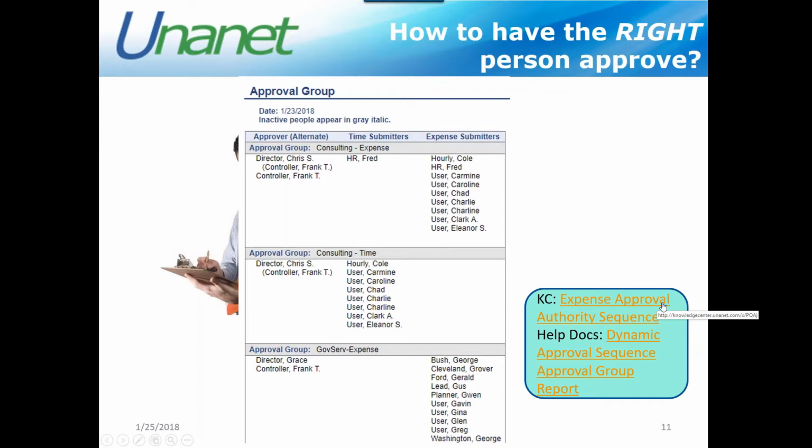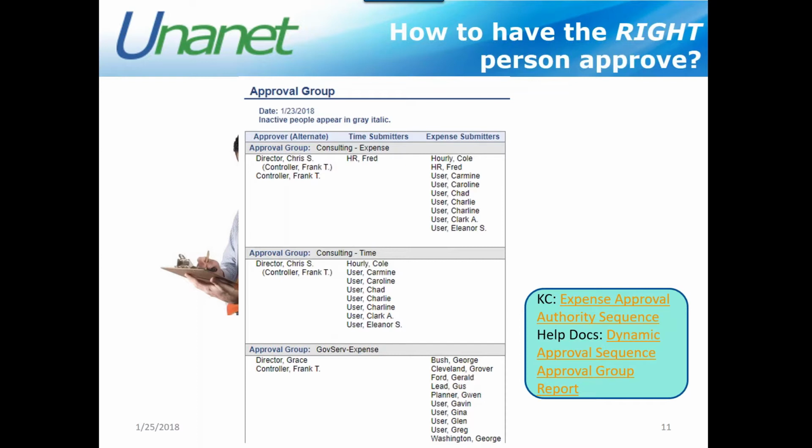There is something called an approval authority sequence, or in the help docs, we refer to them as the dynamic approval sequence. What this does is it allows you to say, I have certain managers that have certain thresholds of approval. So if I have an approval threshold of $500 and Frank Controller has an approval threshold of $5,000, let's say that something comes in for $400, I can approve it. We know it's going to end up with Frank anyway, but if I had anybody else in between that had a different level, we could bypass them. It would just end up going to Frank as the final approval.